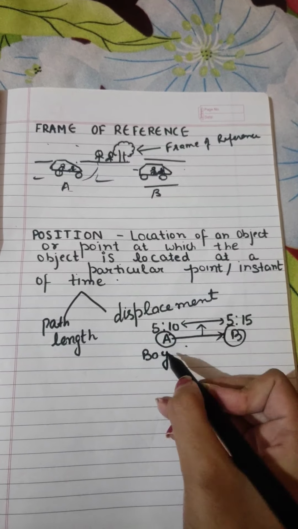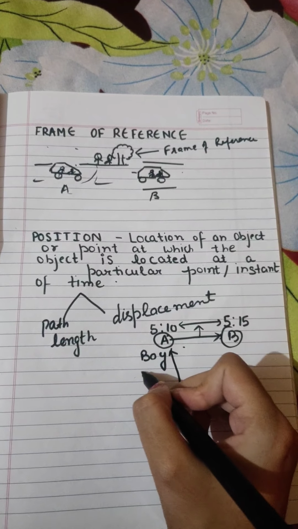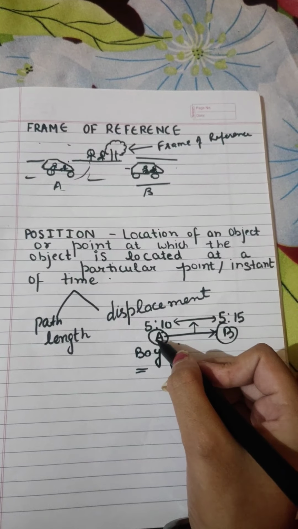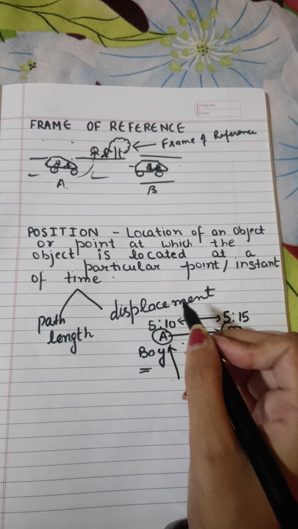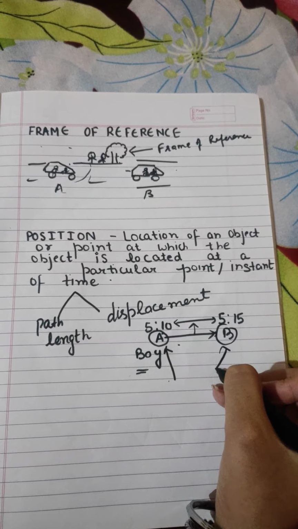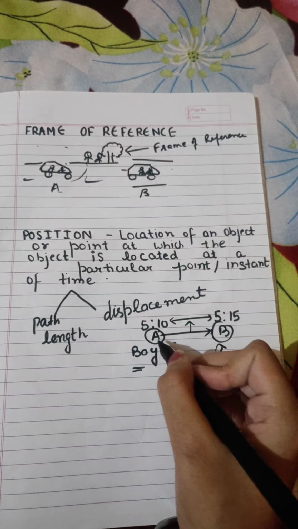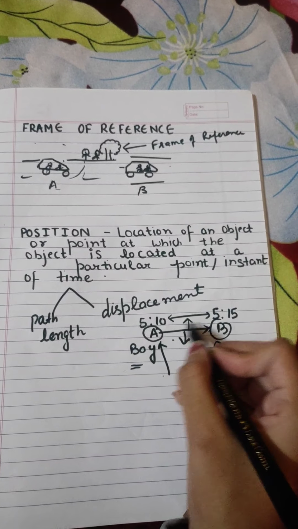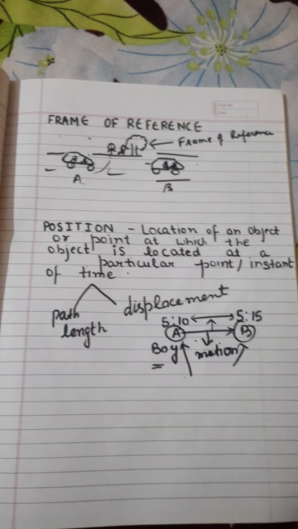See, at 5:10 this point A is the position of this boy, that is, the location at which this boy is at time 5:10. However, at 5:15 this B becomes the new position of that boy. So he had changed his position, and in changing his position he has performed motion.